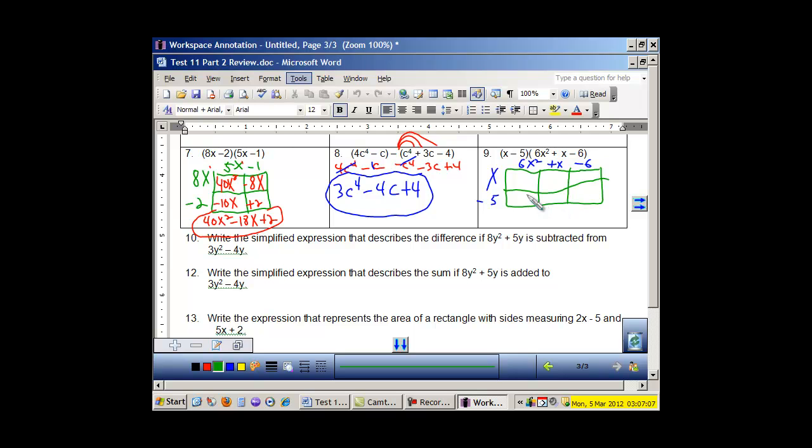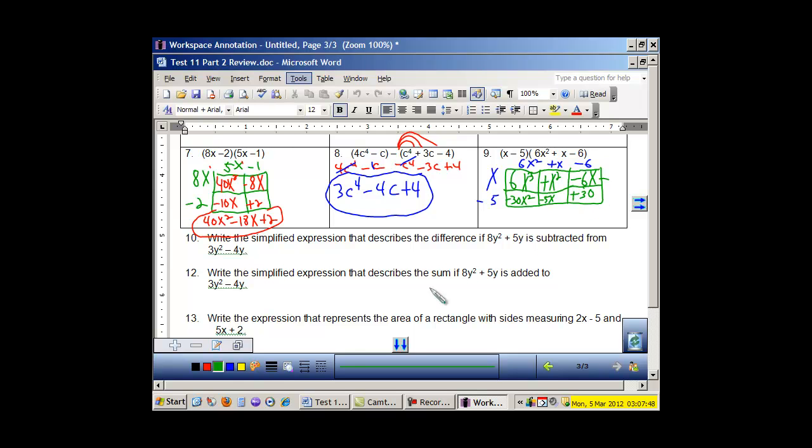Yeah, we can work with that. Let's fix it. Alright, so x times x squared is x to the 3rd. I'm going to just bring down my 6. 1 times 6 is 6. X times x is x squared plus x squared. X times negative 6 is negative 6x. Negative 5 times 6x squared is negative 30x squared. Negative 5 times x is negative 5x. Negative 5 times 6 is plus 30.